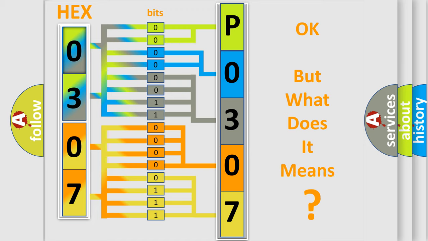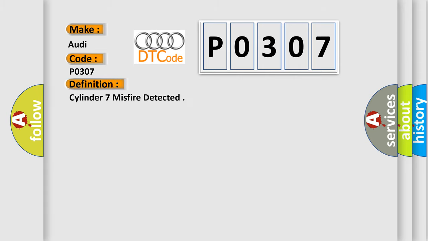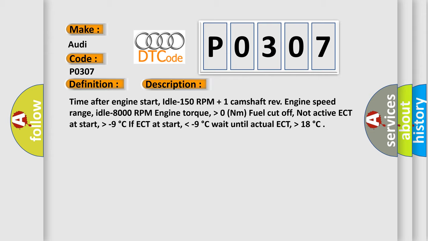The number itself does not make sense to us if we cannot assign information to what it actually expresses. So, what does the Diagnostic Trouble Code P0307 interpret specifically for Audi car manufacturers? The basic definition is cylinder 7 misfire detected. And now this is a short description of this DTC code.